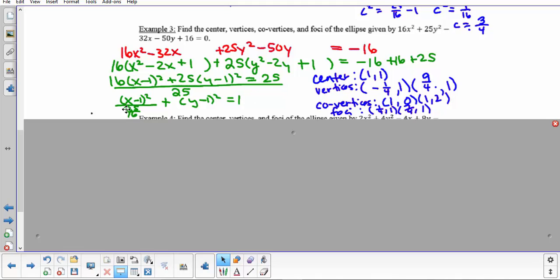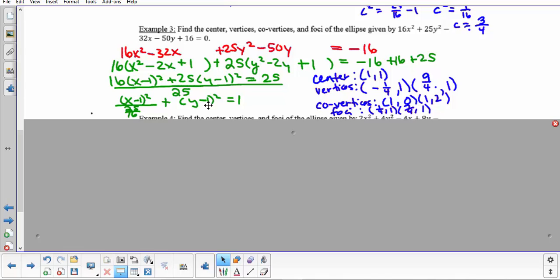Then, to find the foci, we do c squared equals a squared minus b squared. And when we add and subtract that value to the 1, so that is 3/4 when we do that. So that 3/4 gets added and subtracted to the x coordinate. So 1 minus 3/4 is 1/4, comma 1. And then 1 plus 3/4 is 7/4, and that's where that point comes from.